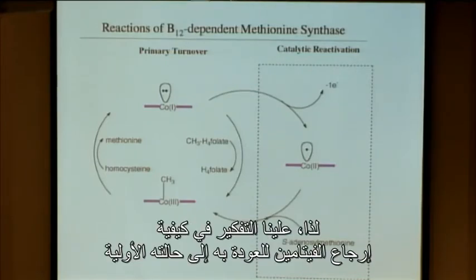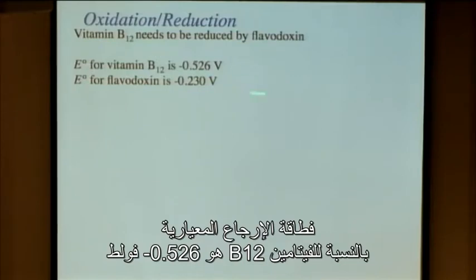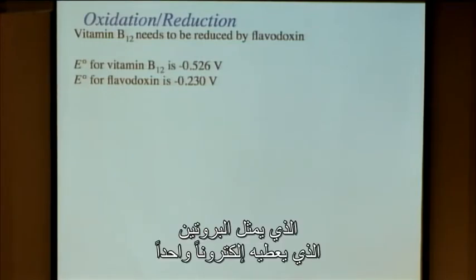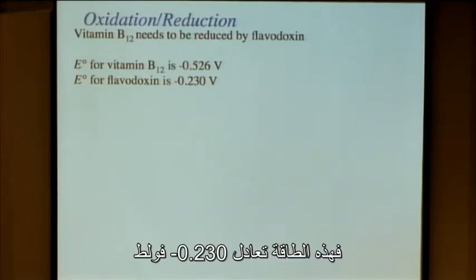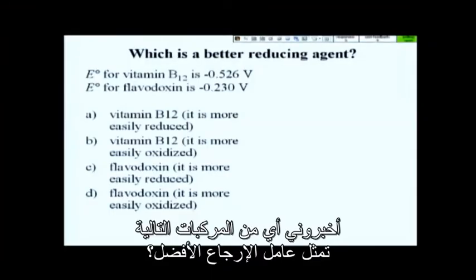So we need to think about how we're going to reduce the vitamin to get it back in its primary turnover state. We know the redox potentials for this. The standard reduction potential for vitamin B12 is minus 0.526 volts. The reduction potential for flavodoxin, which is the protein that gives it the one electron, and it's a flavin protein, which is another B vitamin, is minus 0.230 volts. So what do we know about these? Tell me which is the better reducing agent.